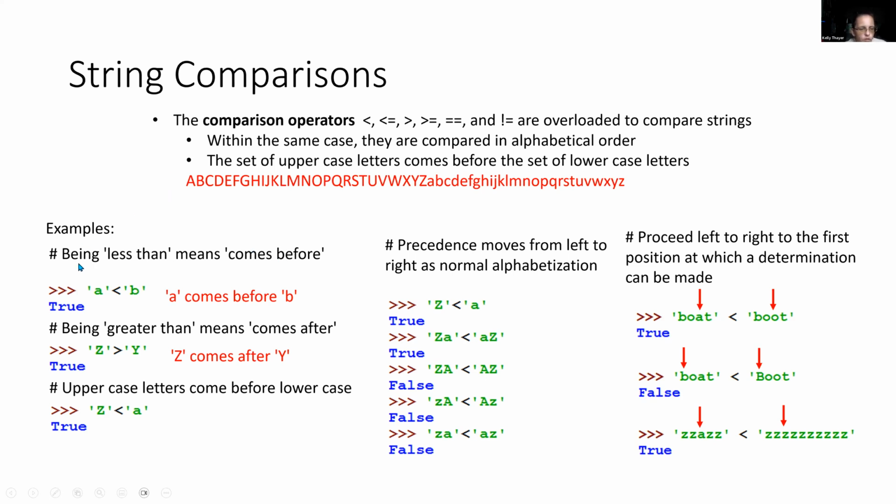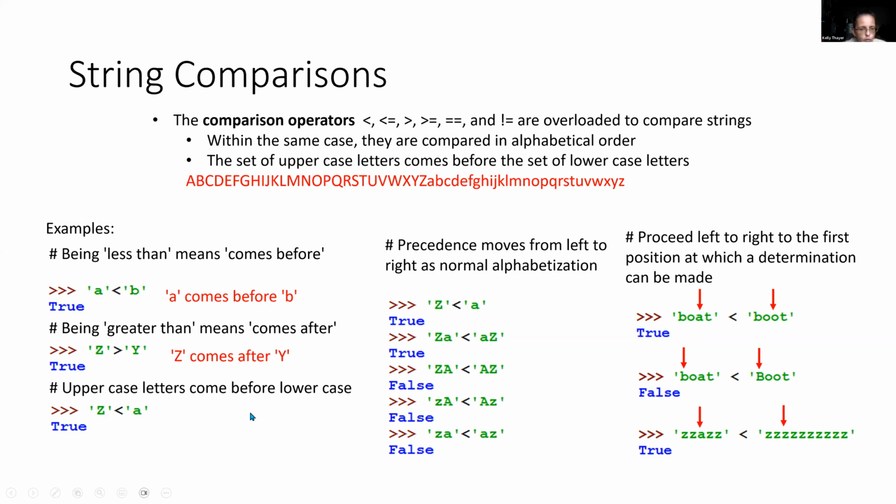I like reading less than as meaning comes before, like in the alphabetization sense. So that helps us bring to mind what exactly we're trying to say here. So if we say A is less than B, what we really mean is A comes before B in the alphabet, which is a true statement. A does come before B in the alphabet. Being greater than really means comes after. So this says Z comes after Y, which also is true. Notice that we're comparing these using string comparisons because, of course, we're on strings, so they have the quotes.